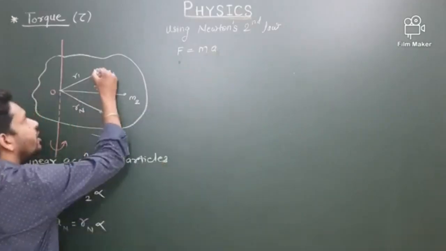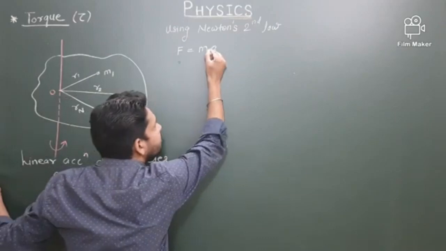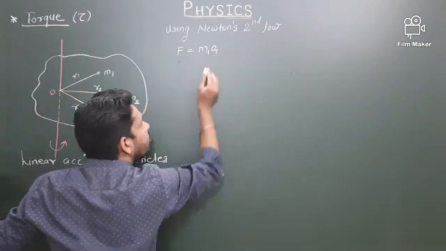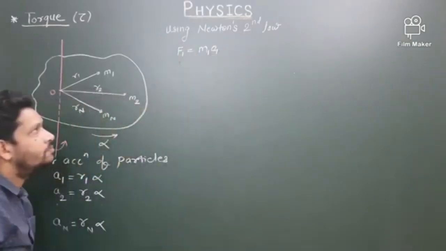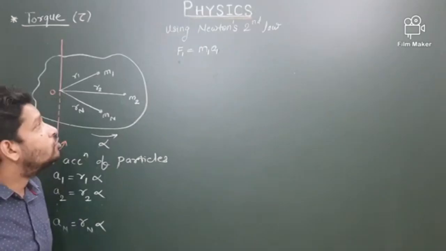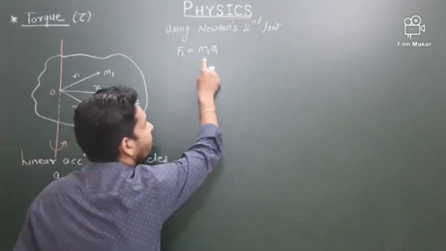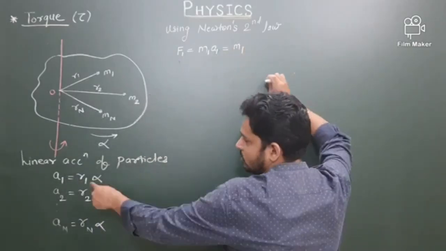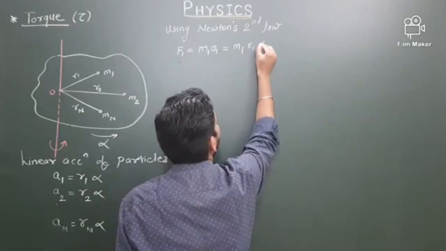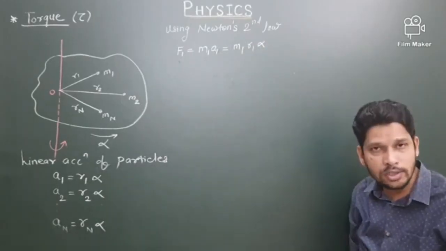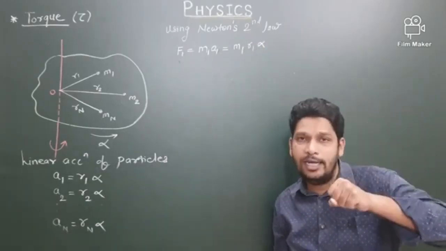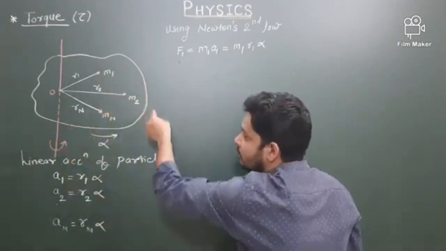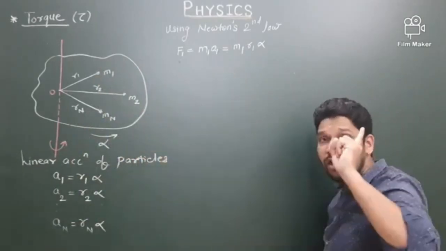Now concentrate on the first particle. What is the mass of the first particle? m1. What is the linear acceleration of the first particle? a1. So the force on the first particle is F1. F1 is equal to m1 into a1, and a1 is r1 alpha. So this is the force acting on the first particle. The force on each particle is different because the acceleration and mass of each particle are different.